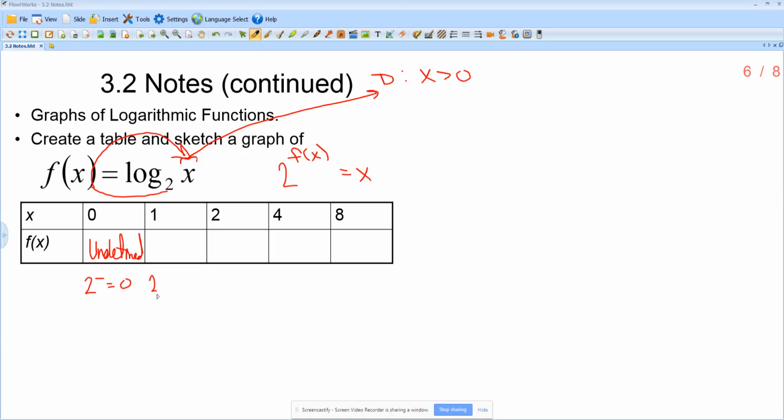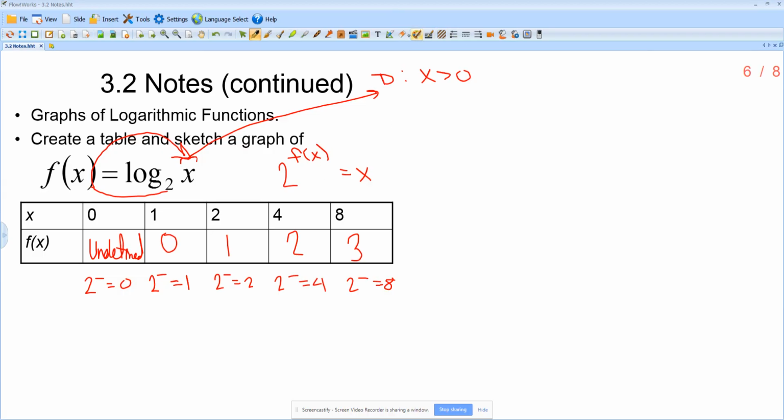Here I have 2 to some power gives me 1. 2 to some power gives me 2. Again, I'm just using this exponential notation. 2 to some power gives me 4. And 2 to some power gives me 8. Well, 2 to the 0 power would give me 1. 2 to the first power would give me 2. 2 to the second power would give me 4. And 2 to the third power would give me 8.